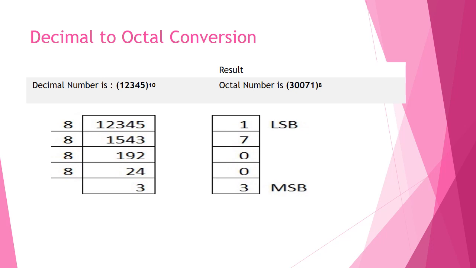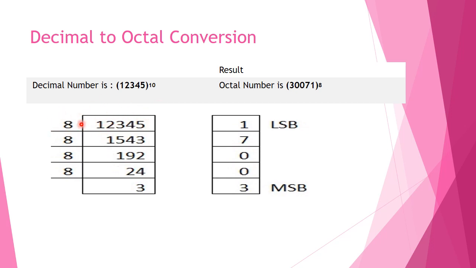So how will you convert from decimal to octal? The same number I have taken, 12345, as the example. Here octal has what? The base is 8, no? Because 8 digits are used in this, that's why we need to divide this 12345 by what?